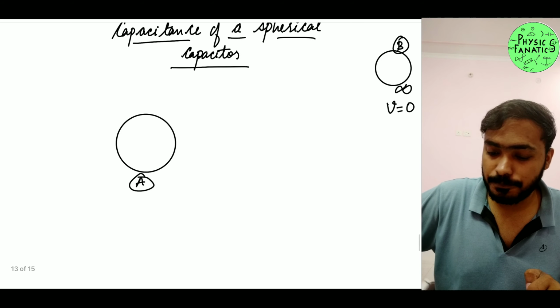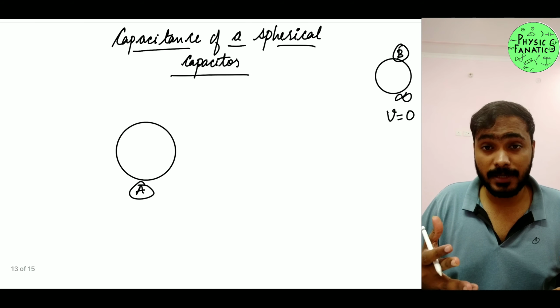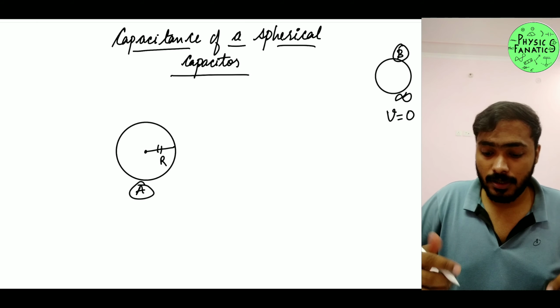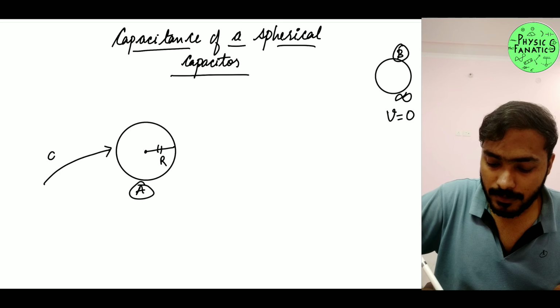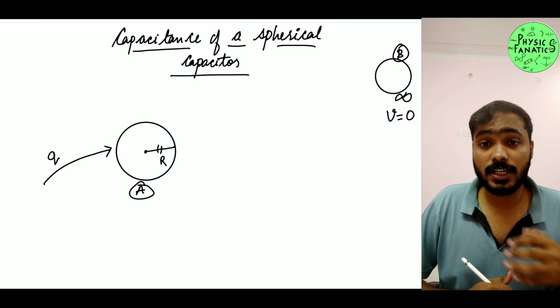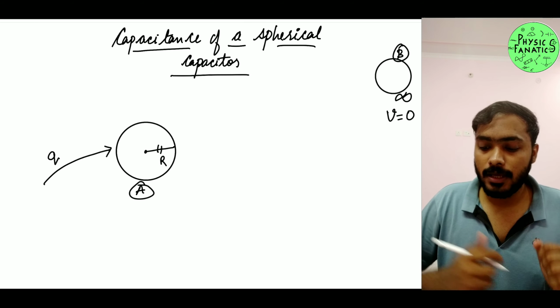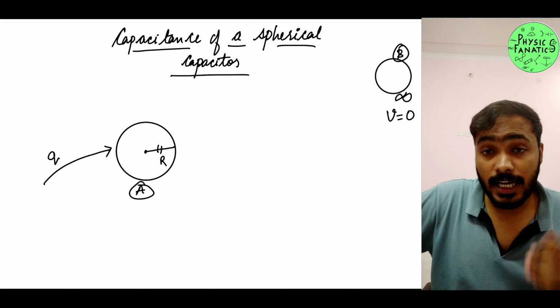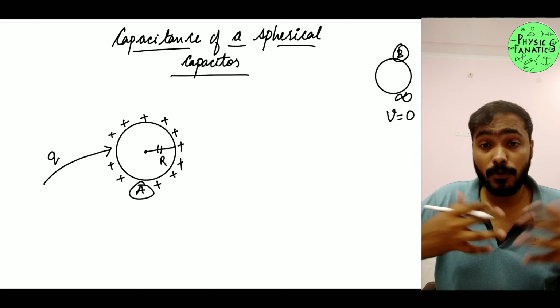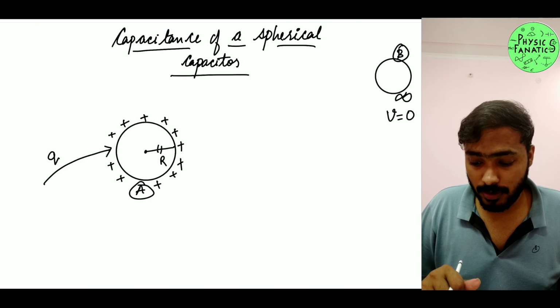Okay, great. So capacitance of a spherical capacitor. I have this spherical capacitor, and let's say it has some radius r, right? And what I'm going to do here, I'm going to provide it some charge. Let's say I have given it some positive q charge, right? Now you have to understand, I have provided some positive q charge, and that positive q charge will be distributed at the surface, right? I hope you guys can understand, at the surface this positive q charge is being distributed, right?